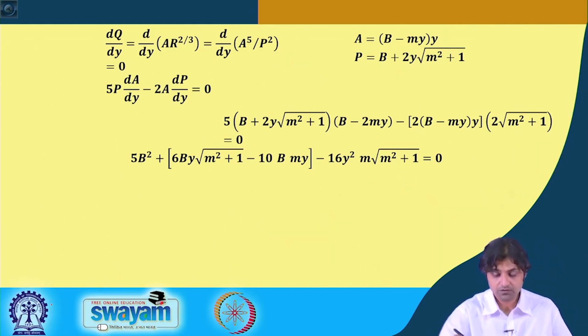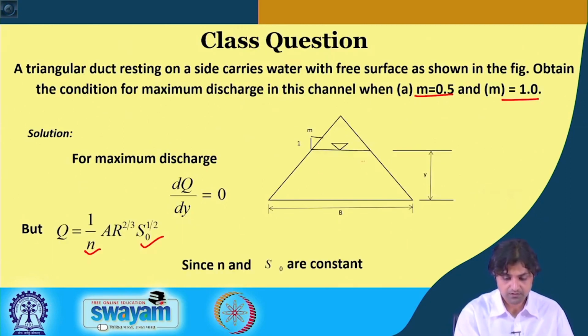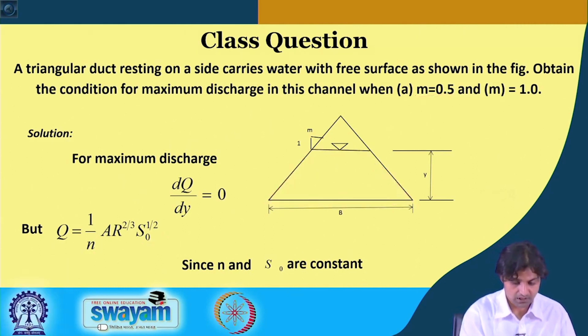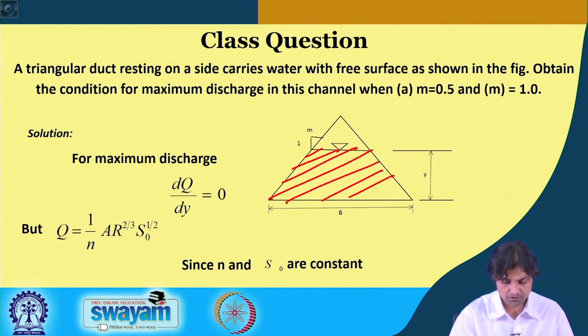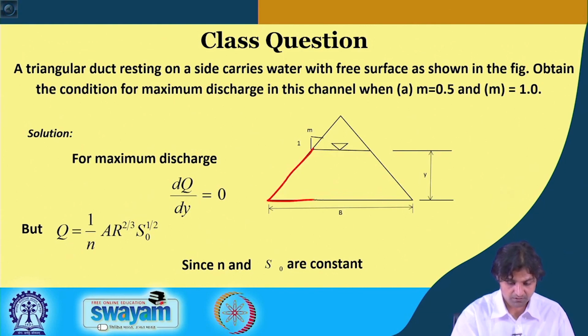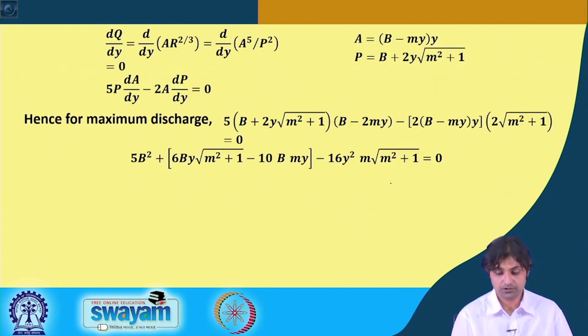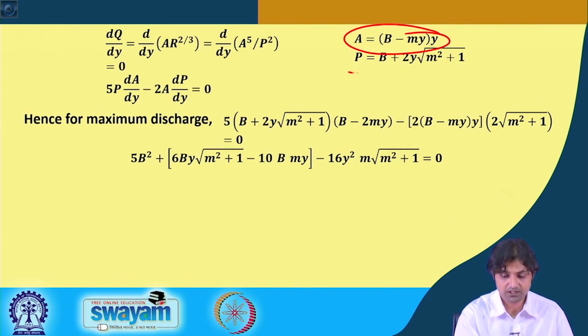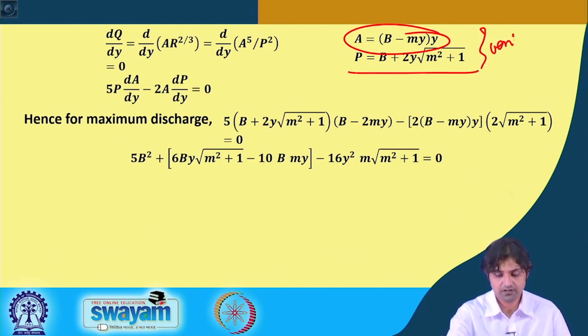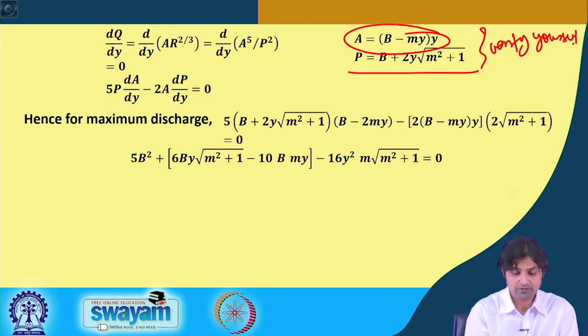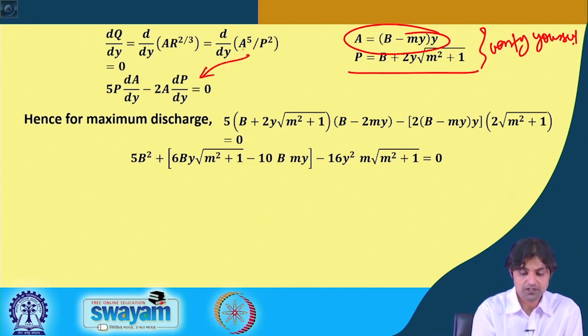All right. So, the area is (b minus my) into y. If you go and look at it, it is very simple. This is the area submerged, and this is the perimeter as well. This is simple trigonometry, so you can find out m. This is the area, and this is the perimeter, the wetted perimeter. So, area is (b minus my) into y, perimeter is b plus 2y under root m square, you can verify it yourself. So, if we put this here, from this we get 5P into dA/dy into A to the power 4 minus 2A dP/dy is equal to 0, all right.